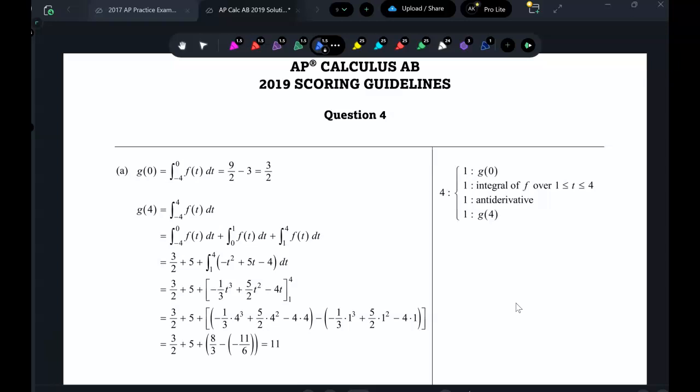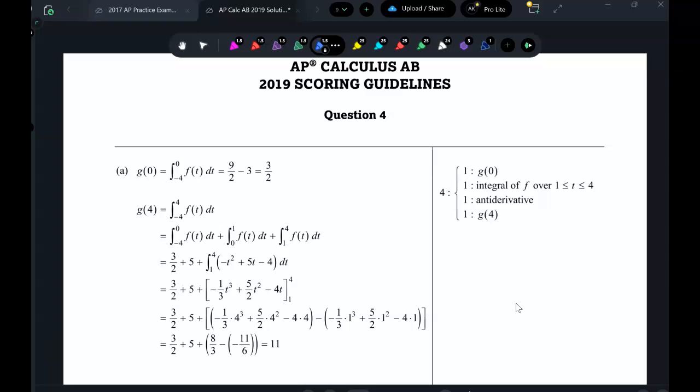Did you do the integral of f from 1 to 4? Did you split it up? Yeah, that gave you a point. Did you find the correct antiderivative? Negative t cubed over 3 plus 5t squared over 2 minus 4t? I got that one. But they have x over here. They used the x value, that's fine. Yeah, that's where you got your 2 points. Okay, and then what was... Wait, where did you?